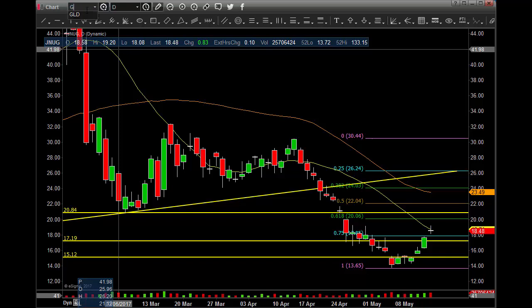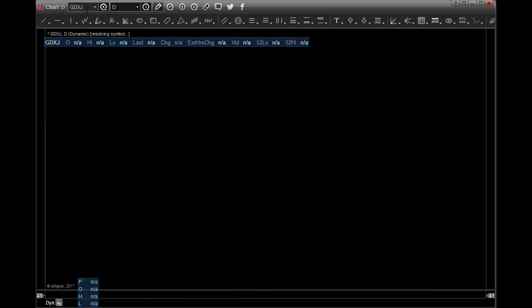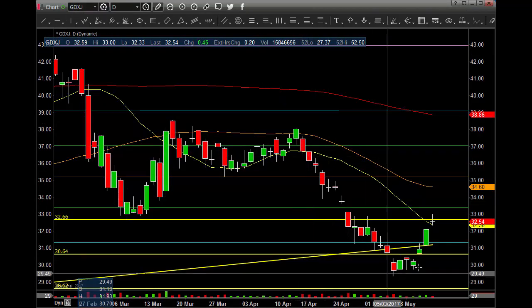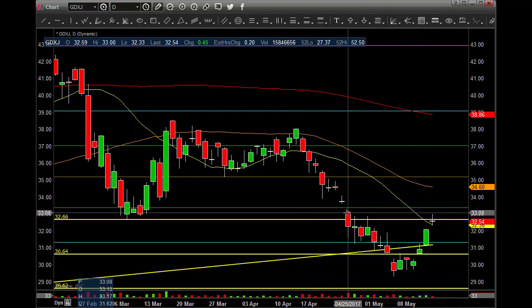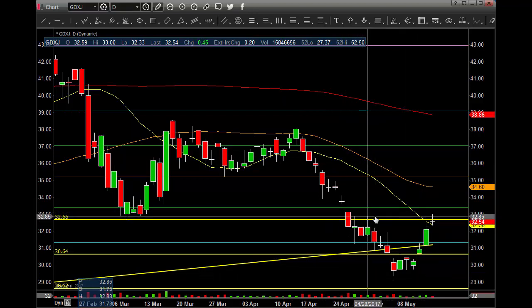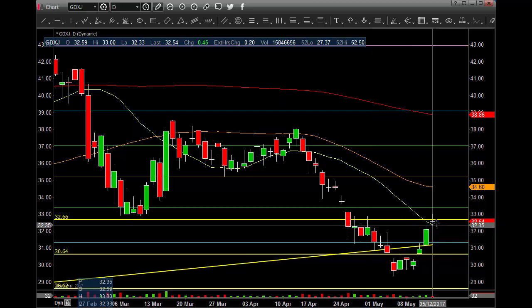Let's go into the GDXJ. That's the one that controls the JNUG, I've been told. Right here, you got a gap window. You got the high pivots. That's pretty much where it stalled out. But look at this thing. It gapped up above the 20 MA. So let's see if we can continue up.